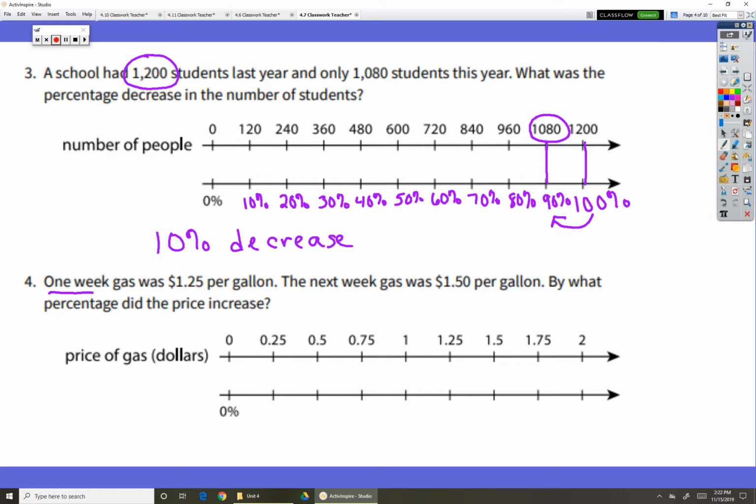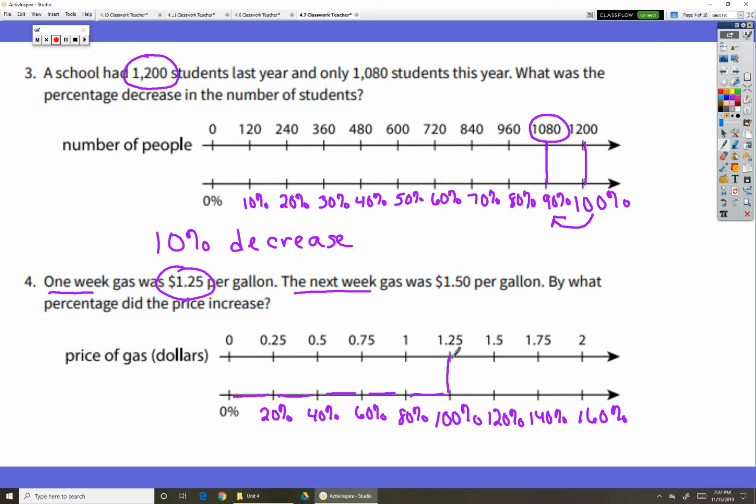Okay, so it says one week and then the next week. So the next week would be later, so this would be the original amount. So by $1.25, I'm going to say this is 100%. Now I'm going to number my number line. It's divided into 1, 2, 3, 4, 5 parts. 100 divided by 5 is 20. So each part is 20%. So 20, 40, 60, 80, we already have the 100, 120, 140, 160%. And it says by what percentage did the price increase.